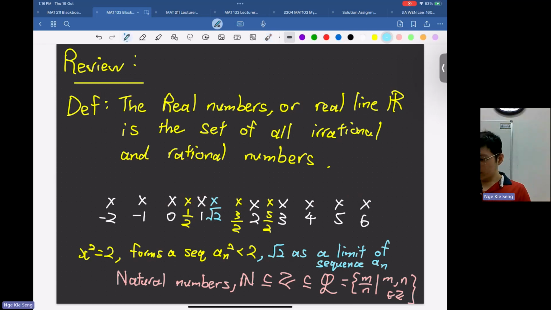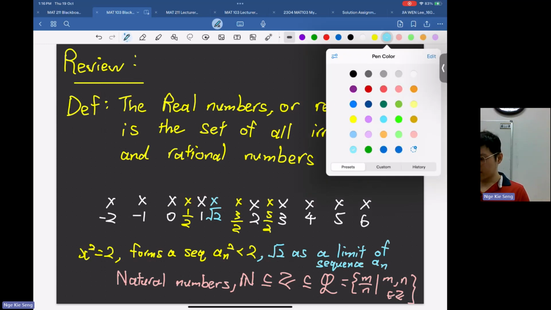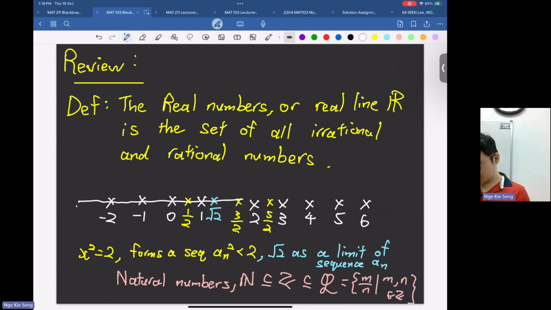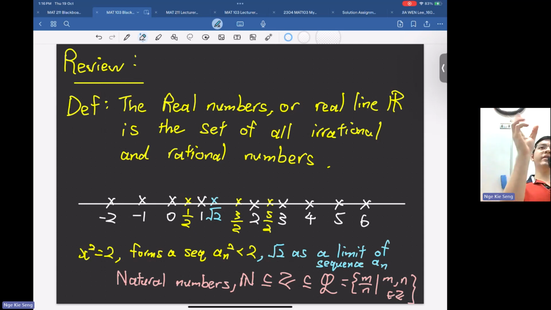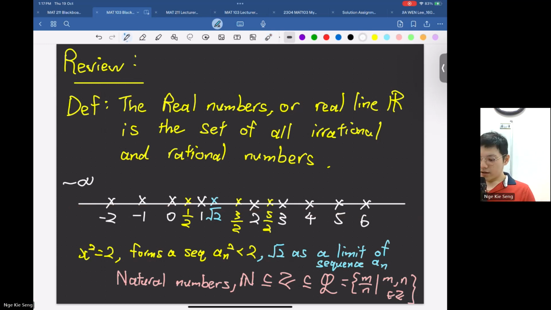In particular, they form a line. You can fill out the whole line here. No matter how small epsilon is, you can find a number inside. So you can fill the whole thing, and this makes the real line become a line. Note that the line has no end. There's no negative infinity, and there's also no infinity inside the set. This is actually what we call the topology of the real numbers, this real line.